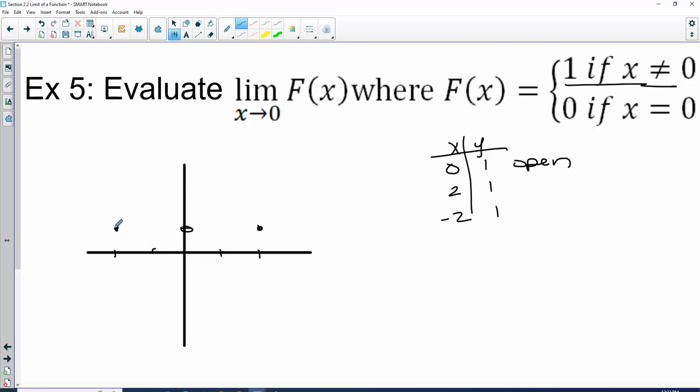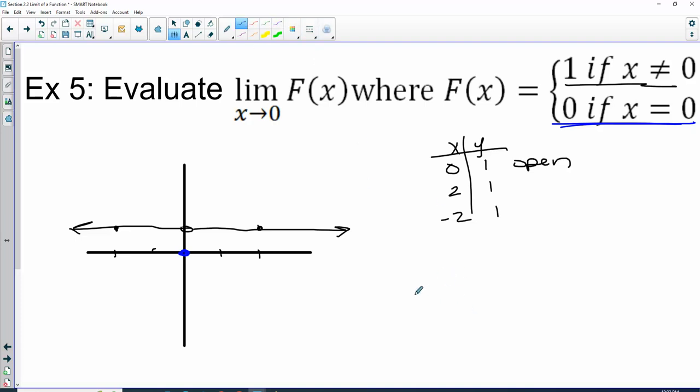What kind of line is this? Horizontal line with the hole in the middle. All right, and then how do I graph 0 if x equals 0? A dot at 0. Yep, a dot at (0, 0).